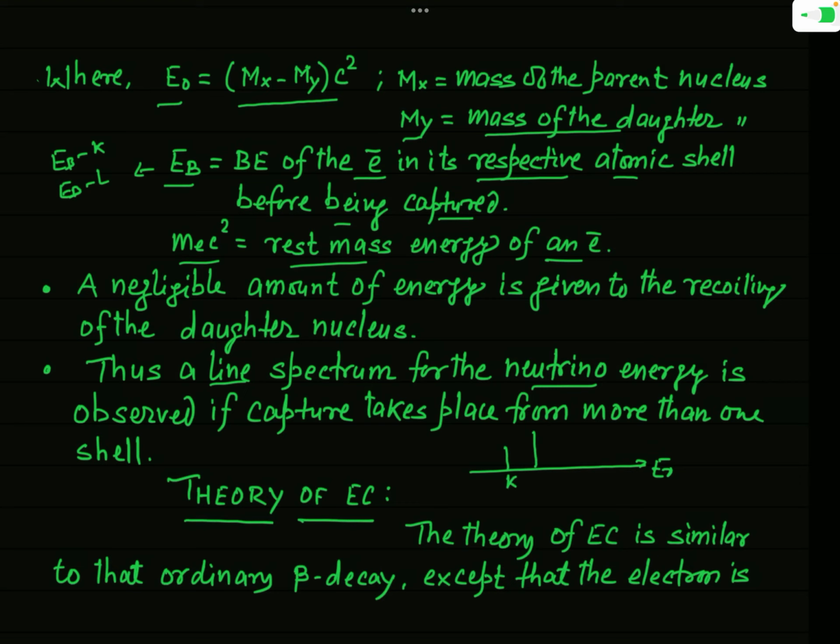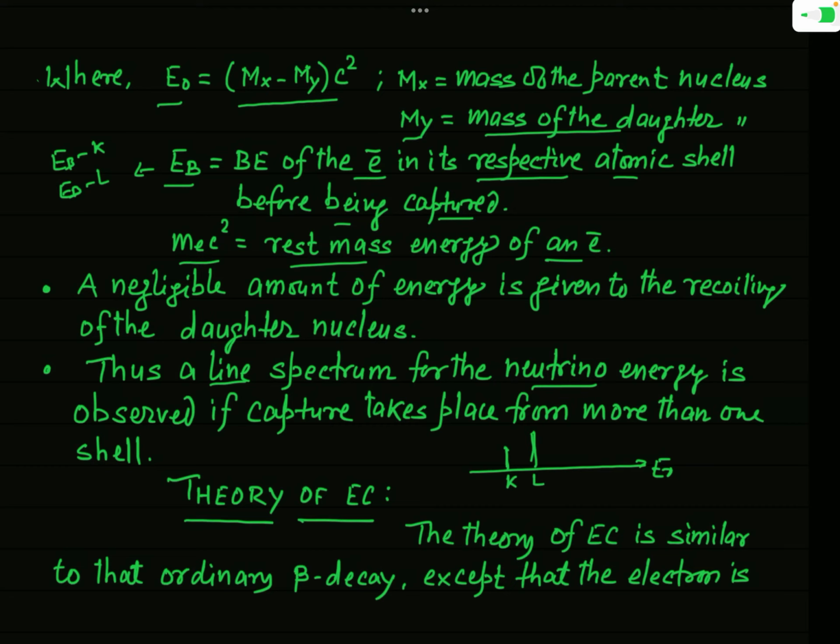So this is for K, this is for L. So actually the energy spectrum for the neutrino energy is observed if capture takes place from more than one shell, then the energy spectrum will be a line spectrum. Okay, so this was some of the basic fundamentals of this electron capture.